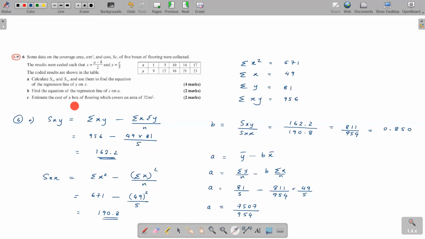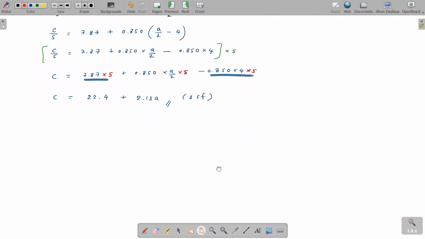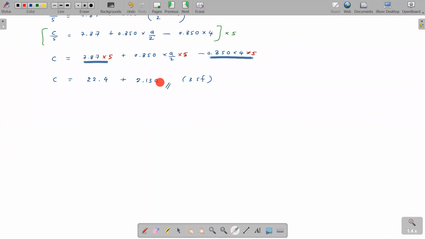And then estimate the cost of a box of flooring which covers an area of 32 square meters. So basically, the area. Now you can see some data on the coverage area A square meter. Can you see? So this 32 is the A value, and they are asking you to estimate the cost. Means they are asking you to find C. Can you see? Find C when A is 32. Are you with me? So here A is our independent, our explanatory variable. Do you remember? So we are supposed to find the prediction for the response, the dependent variable.